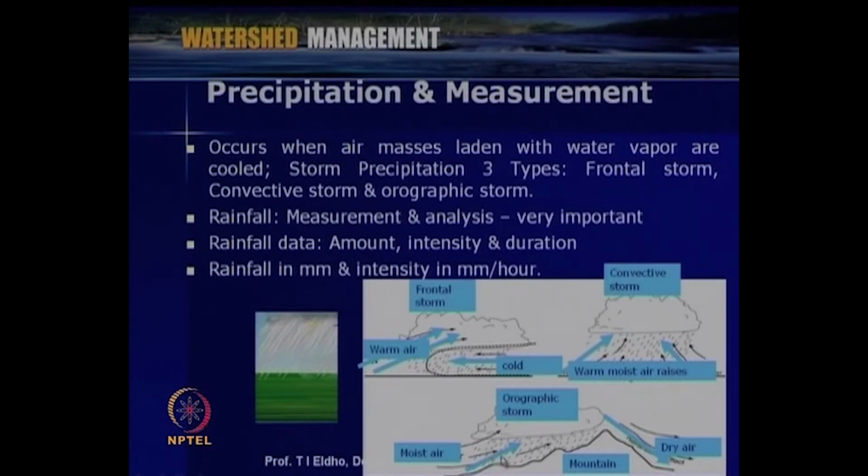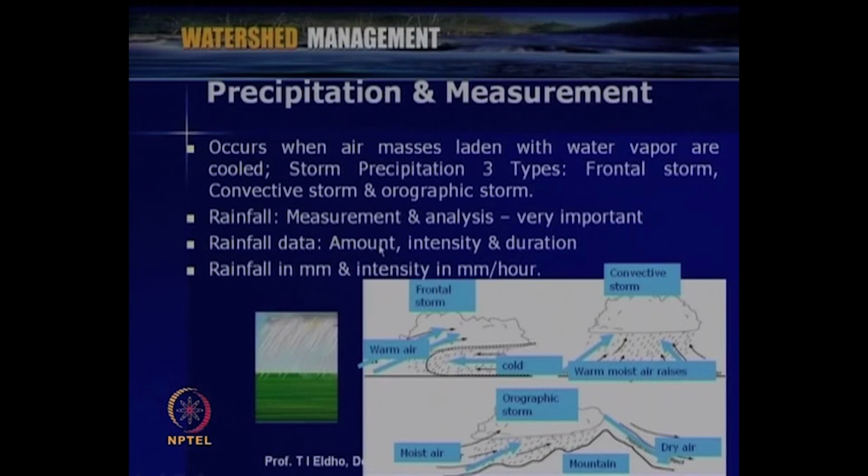So, in the case of orographic storms, say if there is a mountain or a hilly region on the land surface, then moist air is coming from this side and dry air from this side, and then various circulations take place, and finally the precipitation condition occurs. So, we call that kind of storm an orographic storm. So, generally we can classify storm precipitation into 3 types: frontal storm, convective storm, and orographic storm.